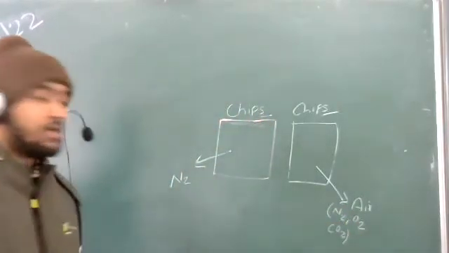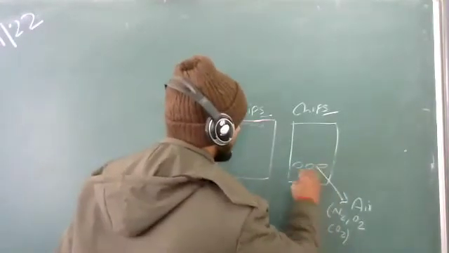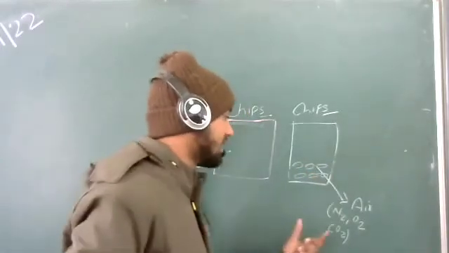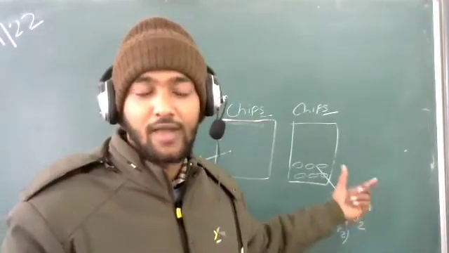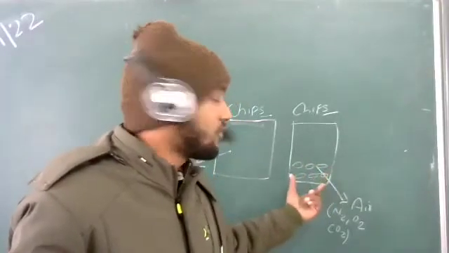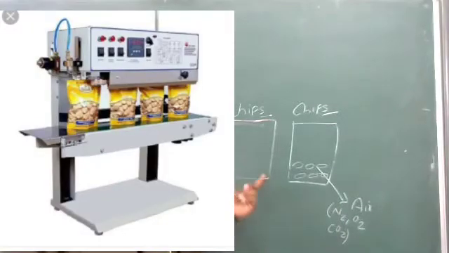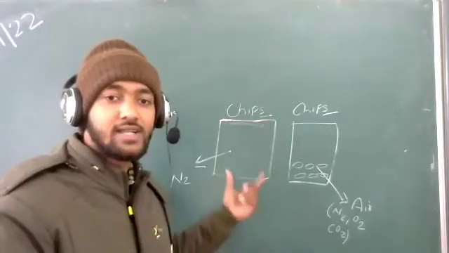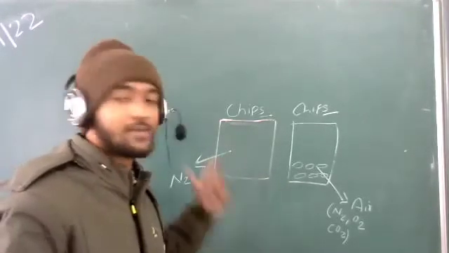So what happens? The oxygen reacts with the food items, the potato chips or kurkure. If it reacts with the food items, the food gets spoiled, and there is microbe growth in the packet, so it will not be fit for eating. That's why nitrogen is filled in the chips packet. The chips packets you buy from shops, or the kurkure packets, are filled with which gas? Nitrogen gas, because it is inert in nature. Inert means it does not react with the food items in the packet.